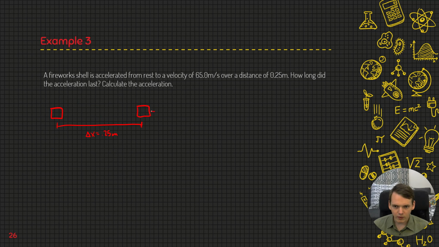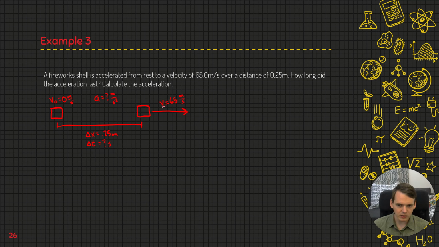We know that the final velocity is equal to 65 meters per second. And because it started at rest, we know the initial velocity is 0 meters per second. We're asked to find what is the time, and we're asked to find what is the acceleration. So we'll label those on there. And now we've got our sketch. Let's write out some equations.